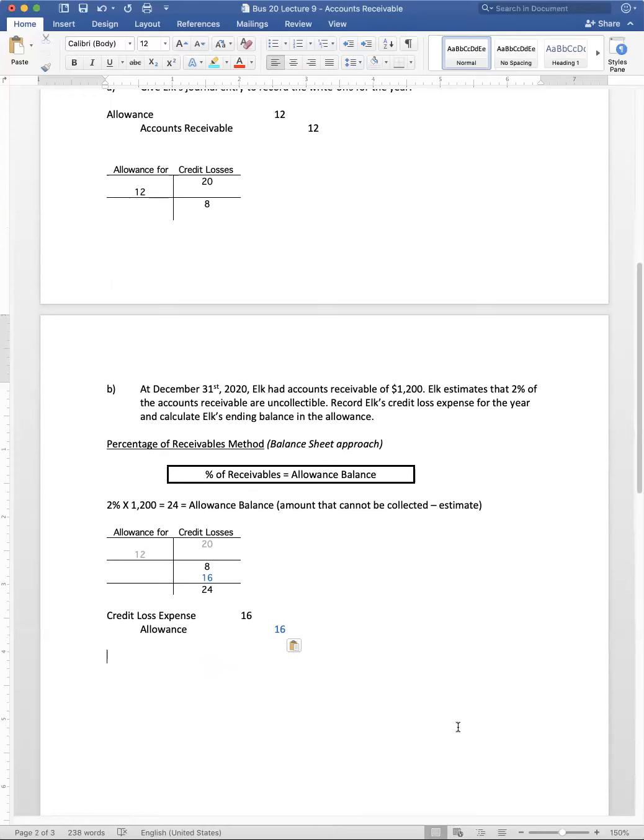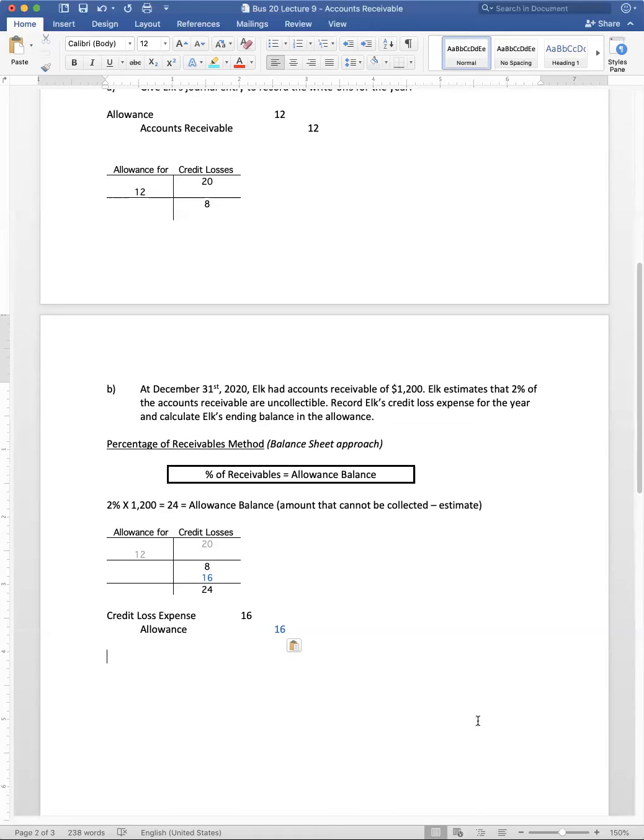Okay, so that's the basics of how it works. But this is a very simplistic version of it. I just said, hey, they estimate 2% of all the receivables can't be collected. The thing is, though, when companies have a lot of accounts receivable, they usually don't have them all as one big lump like this. Usually what happens is a company will divide their accounts receivable into age groups.